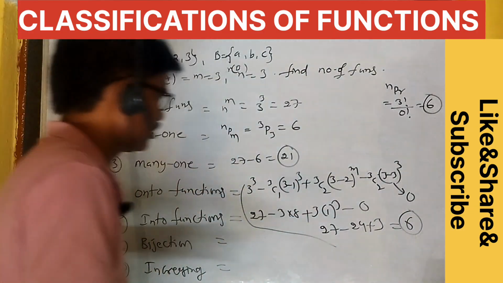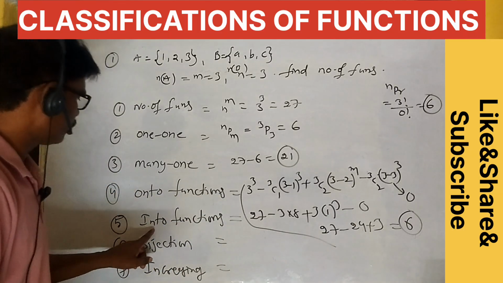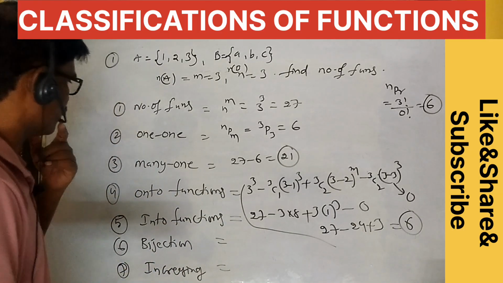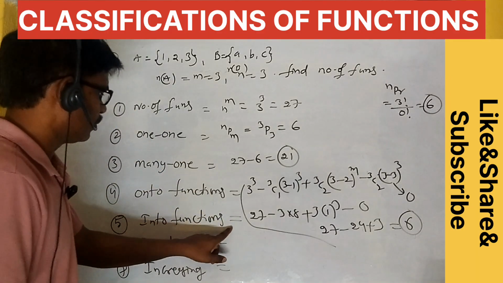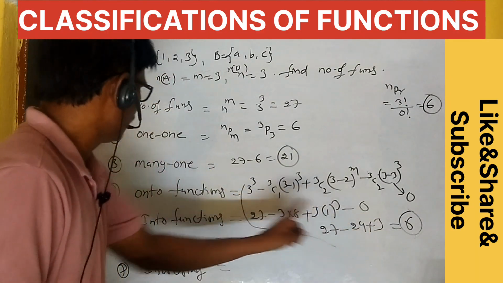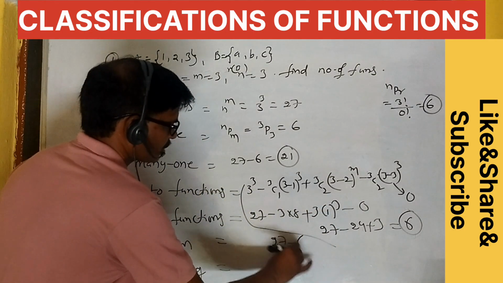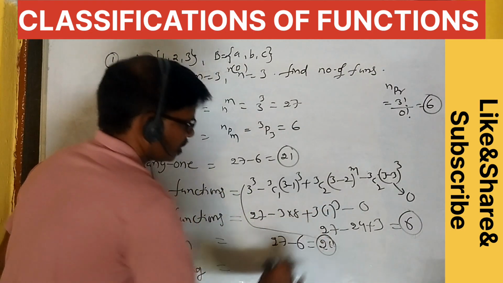Okay, next, number of onto functions completed. Into functions. Into means not onto, equal to into. Not onto means number of functions minus onto functions. Number of functions is equal to 27. 27 minus 6 equal to 21. This is the into functions.